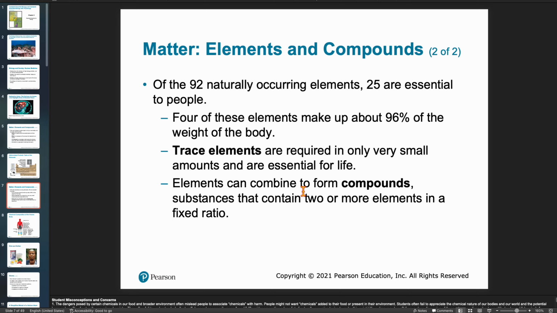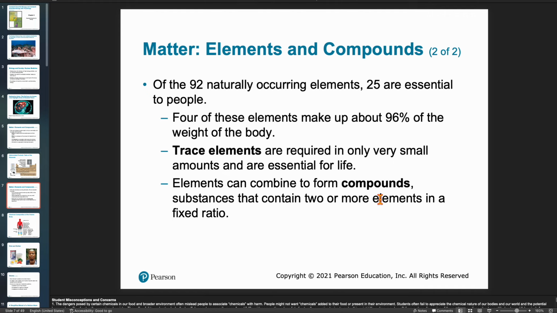Okay, on this slide, I care for this line down here where it says compounds. So you can actually put elements together, and that makes a compound. So like H2O, that's water, right? H2O is water. Well, that's a compound because it's hydrogen and oxygen put together in a certain way, right? Then we have carbon dioxide, which is carbon and oxygen put together in a certain way. Those are compounds. When elements are put together in a certain ratio, they're called compounds.